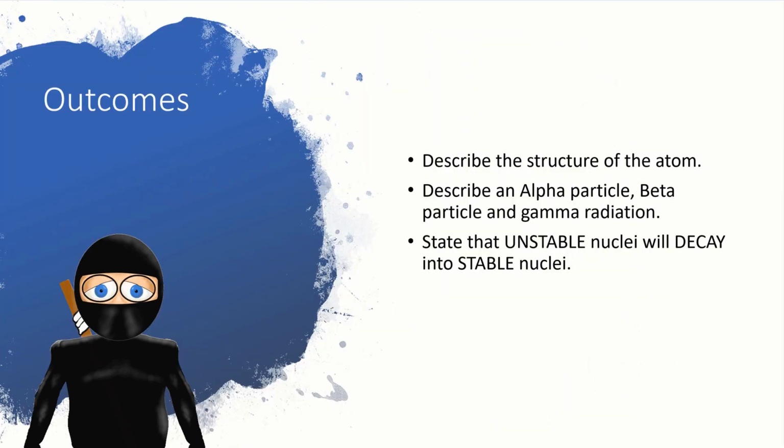You must be able to describe the structure of an atom, as in what it's made of, and to describe the three main types of radiation. These are called alpha, beta and gamma. Again, you've got to be able to describe how they're made up and their sizes in comparison to each other. You must be able to state that unstable nuclei will decay into stable nuclei. Now, these words might not mean much to you just now, but we'll go over that.